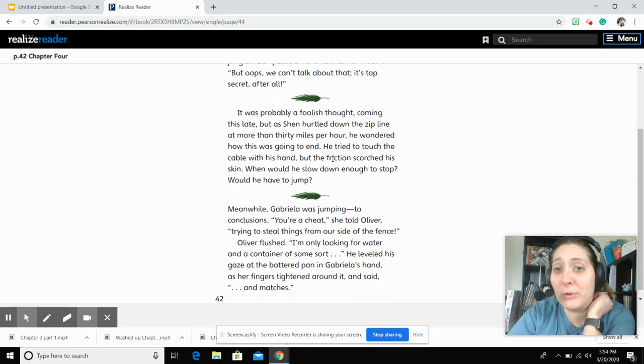It was probably a foolish thought, coming this late, but as Shen hurtled down the zip line at more than 30 miles per hour, he wondered how this was going to end. He tried to touch the cable with his hand, but the friction scorched his skin. When would he slow down enough to stop? Would he have to jump?